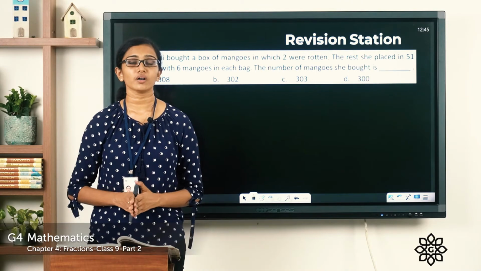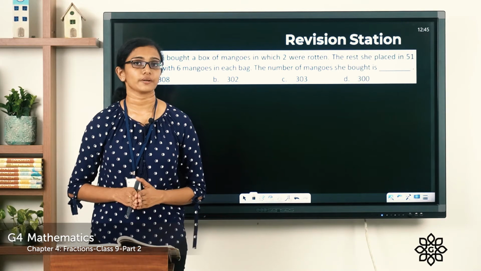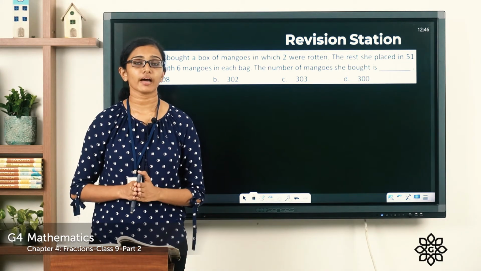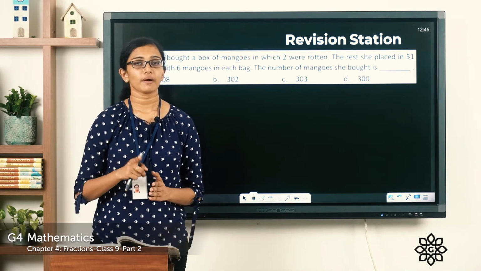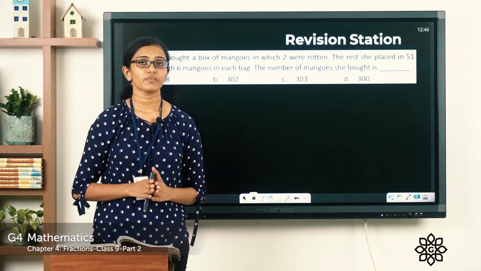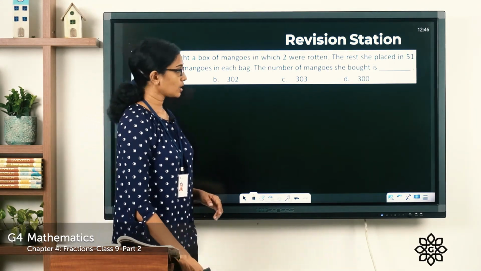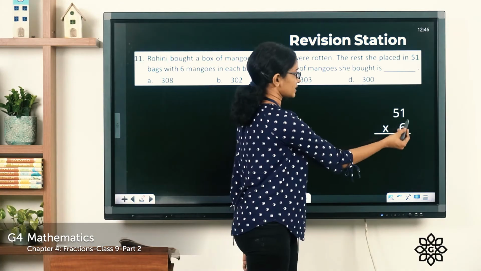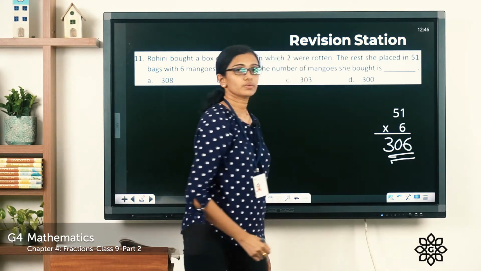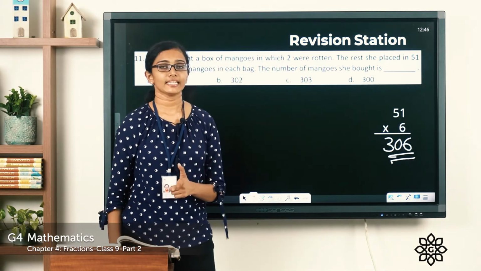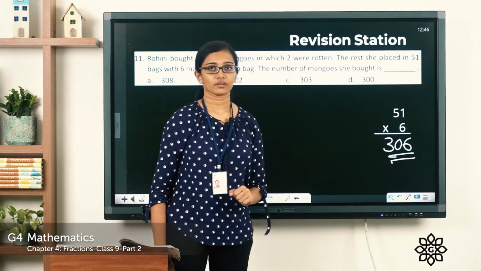We are asked to find out the total number of mangoes she had bought. How do we find this? Let's find out how many mangoes there were in total in the 51 bags. Each bag contains 6 mangoes, so 51 bags contain 51 into 6 mangoes, right? So let's find out what is 51 into 6. 6 ones are 6, 6 fives are 30. So in the 51 bags, with each bag containing 6 mangoes, there were a total of 306 mangoes.